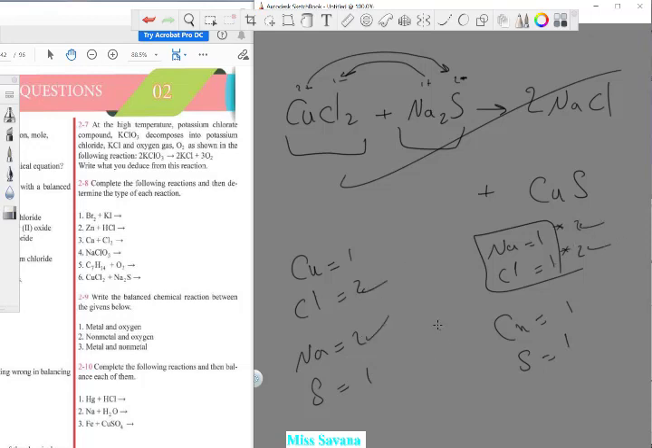Don't forget, whenever you have a compound with a compound and they are changing places, this is called a double displacement reaction. Okay guys, now moving on to the next one.